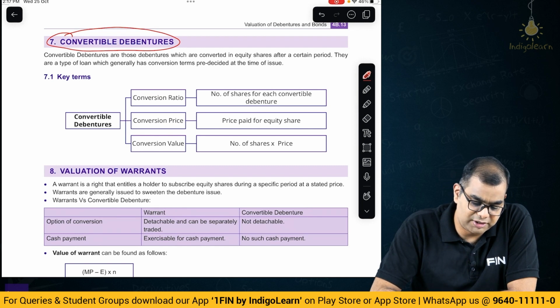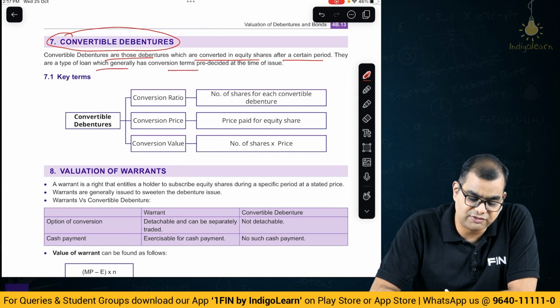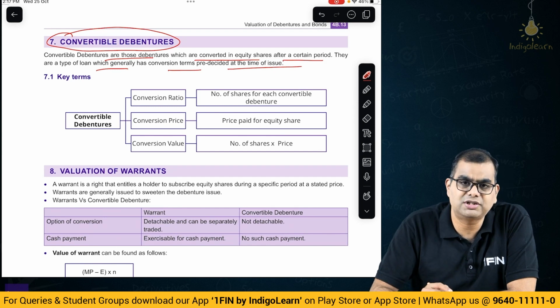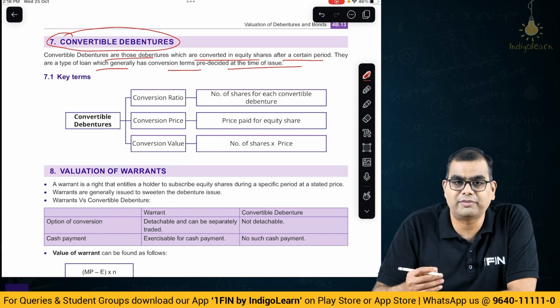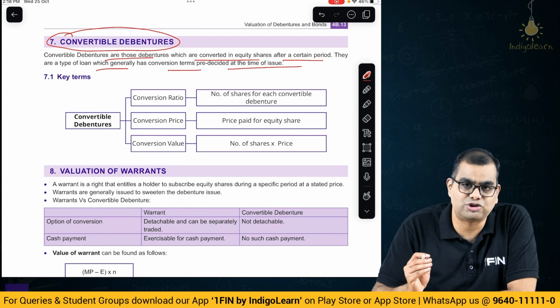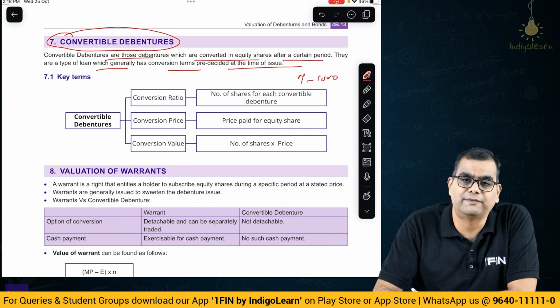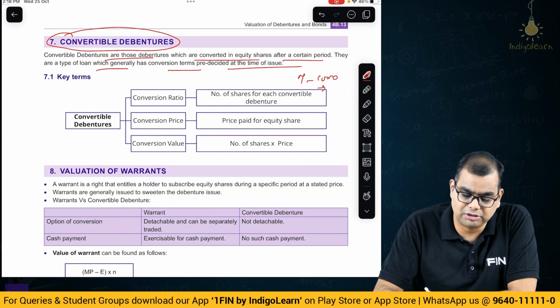Now, what are convertible debentures? These are those debentures which are converted into equity after a certain period. They are a type of loan which generally has conversion terms pre-decided at the time of issue. So, the conversion parameters or requirements are pre-decided at the time of issue of the debentures. Let us take an example. Let us say the maturity value of the bond is 1000 rupees and each bond is converted into an equity share at the rate of 1000 rupees per equity share.